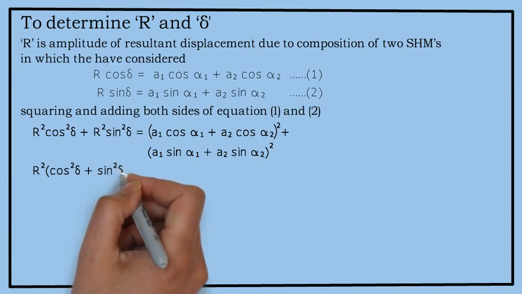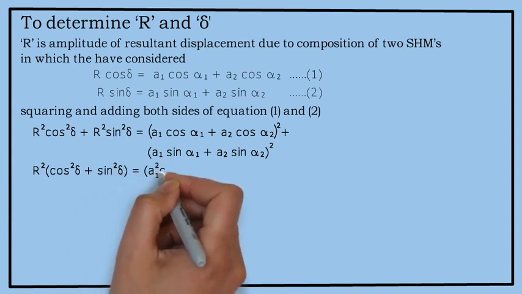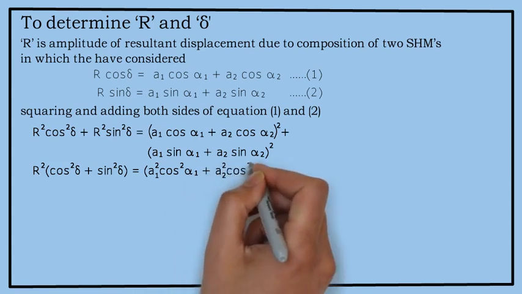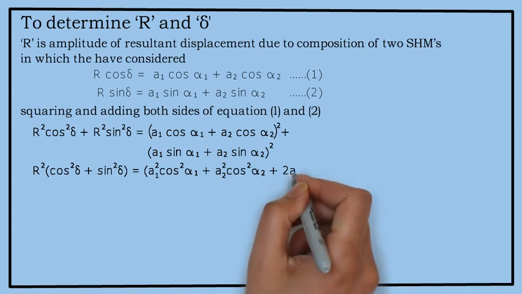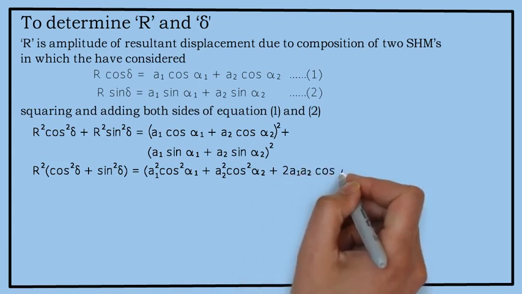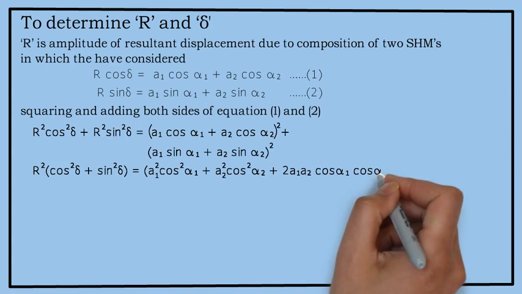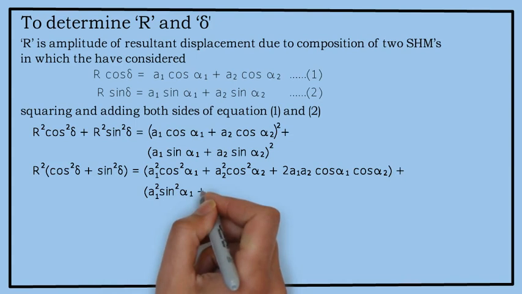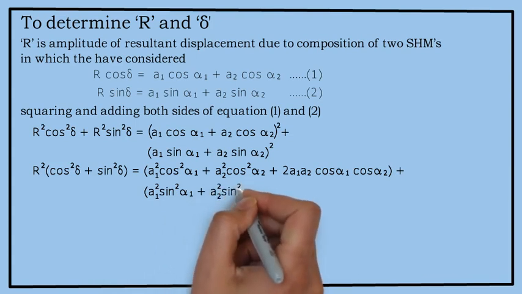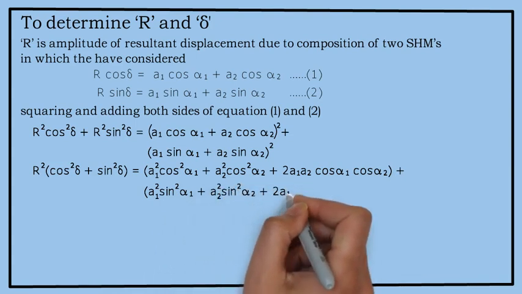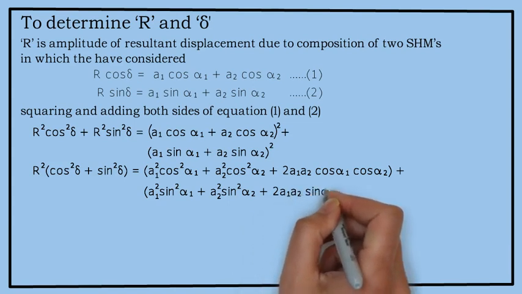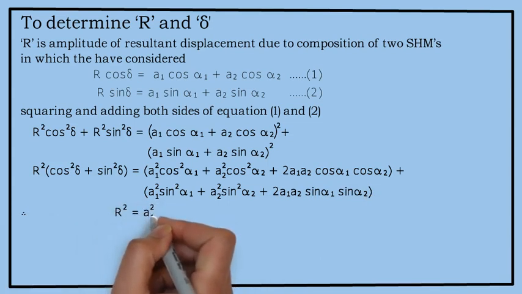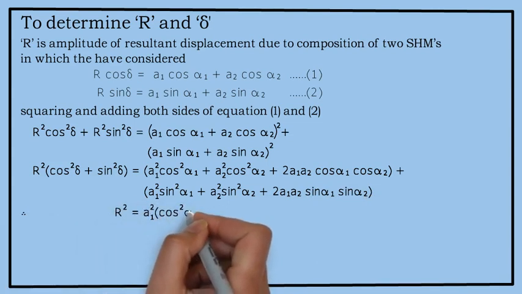Right hand side you have two terms, a1 cos alpha 1 plus a2 cos alpha 2 the whole square. So we can square it using a plus b the whole square. That is a1 cos square alpha 1 plus a2 cos square alpha 2 plus 2a1 a2 cos alpha 1 cos alpha 2. Similarly, second bracket, that is a1 sin alpha 1 plus a2 sin alpha 2, can be opened in the same fashion. So what is it? A1 square sine square alpha 1 plus A2 square sine square alpha 2 plus 2A1 A2 sine alpha 1 sine alpha 2. I hope you understood this.